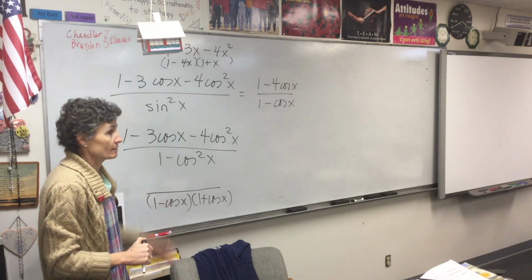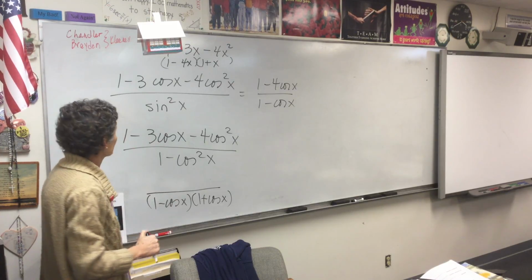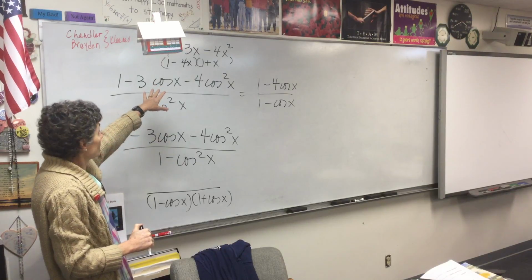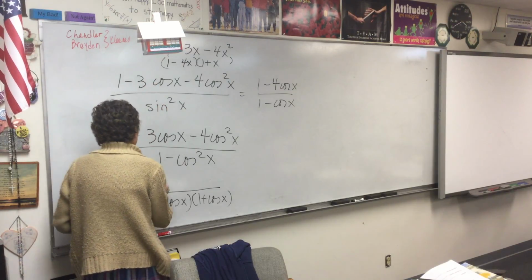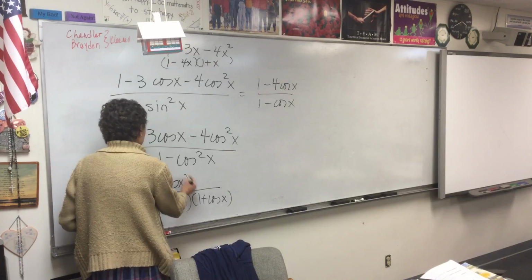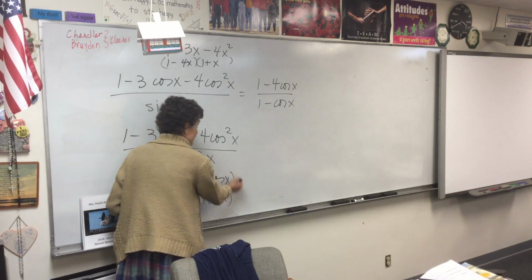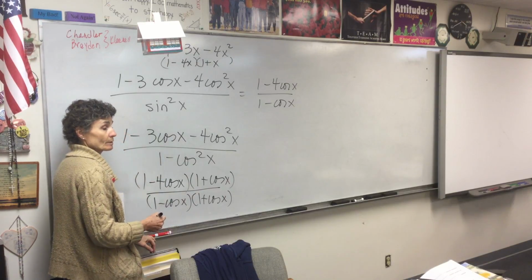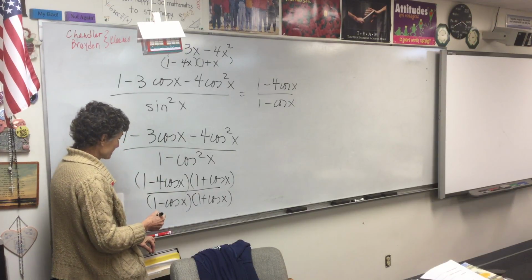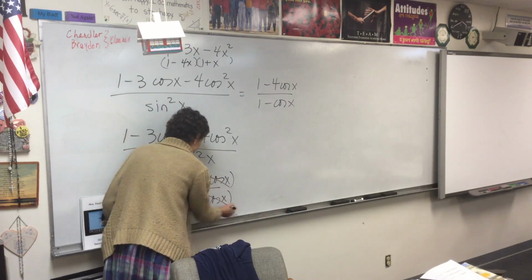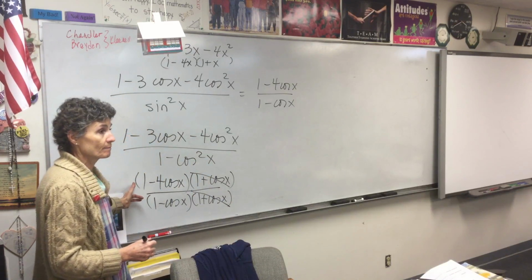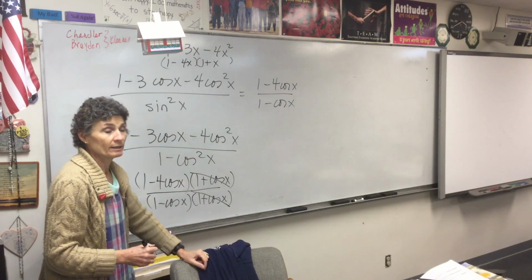I mean, you need to be able to factor. So 1 minus 4 cosine. Exactly. 1 minus 4 cosine x and 1 plus cosine x. And what happens? These cancel, and what are we left with? The answer. Exactly what we wanted.